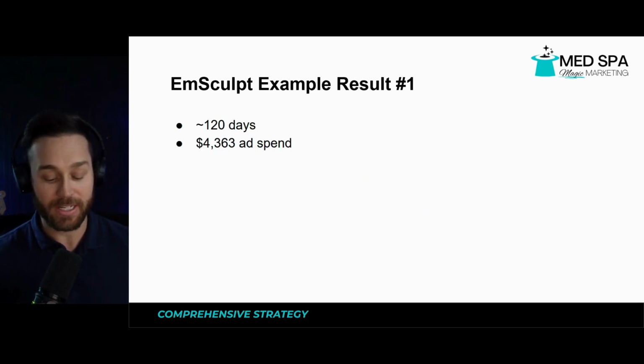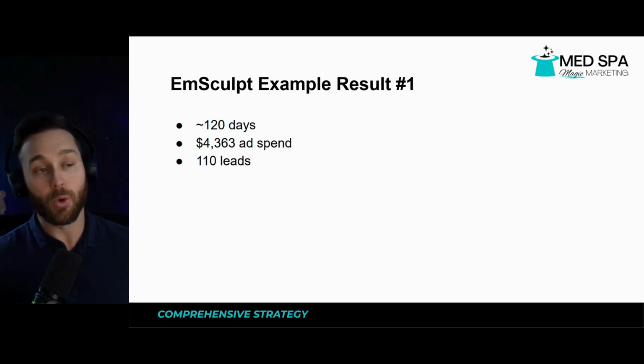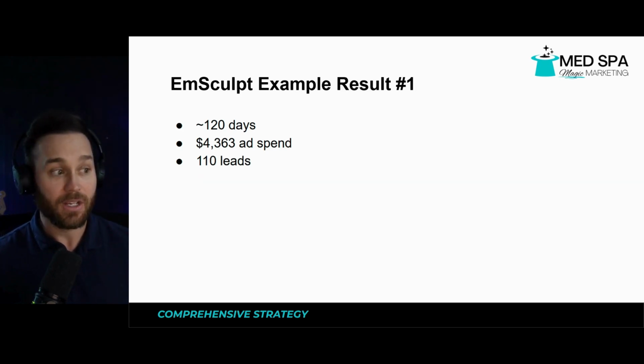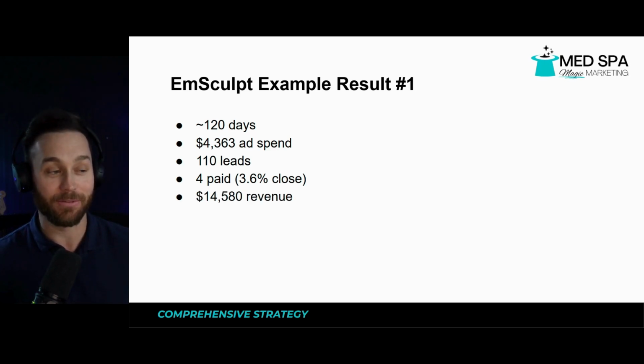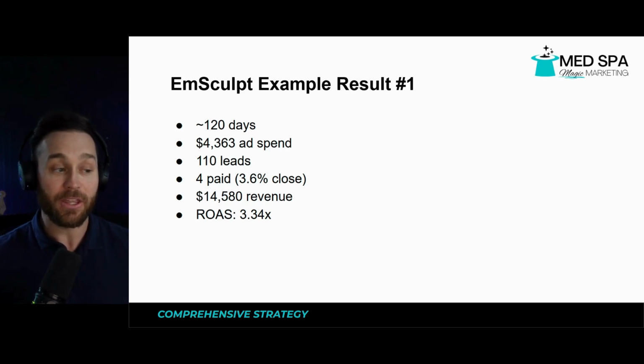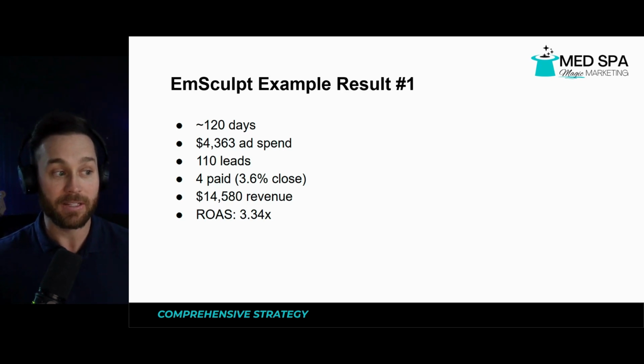This is the example I was looking at today from one of our clients. They'd been running this ad for a few months for Emsculpt. They had $4,400-ish in ad spend, 110 leads, only 4 people that had paid and closed. So that's 3.6% of those leads that actually converted. But of those leads that converted, we generated almost $15,000 in just initial visit package sales, which gives us a 3.34x return on ad spend.